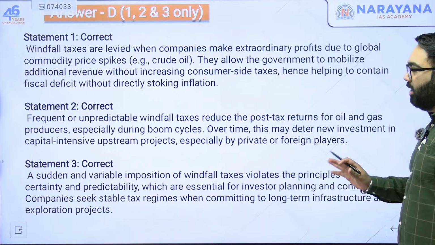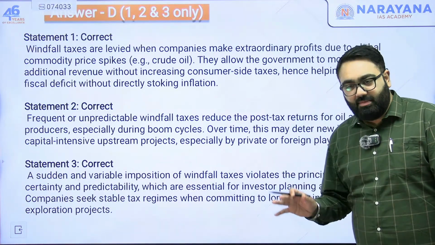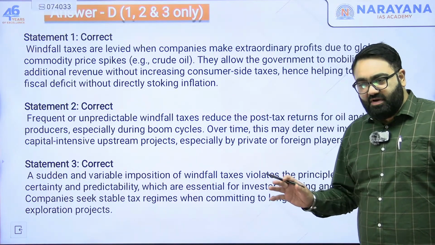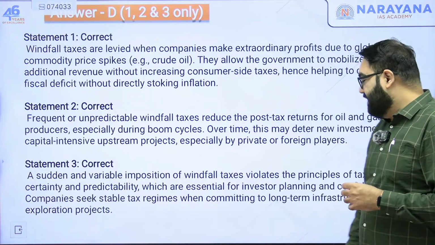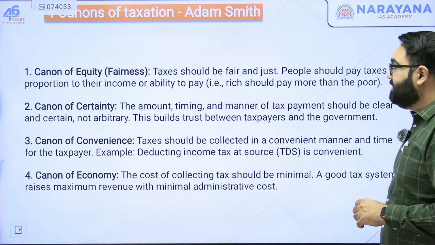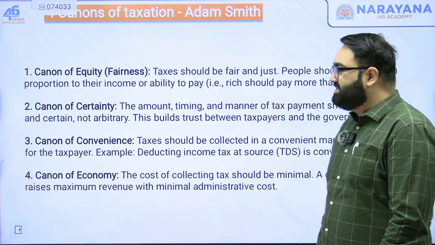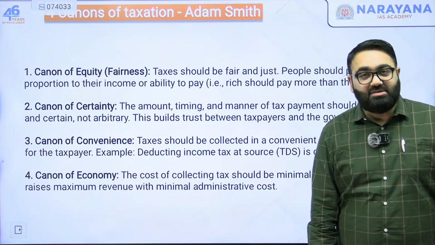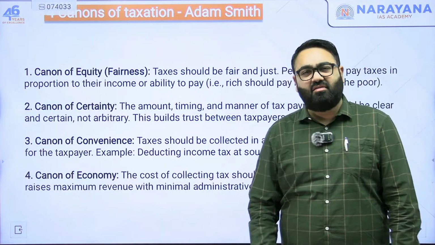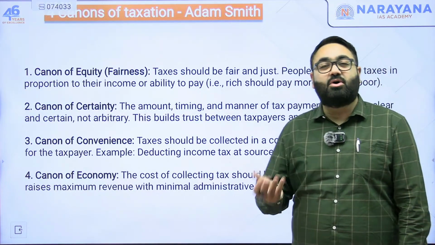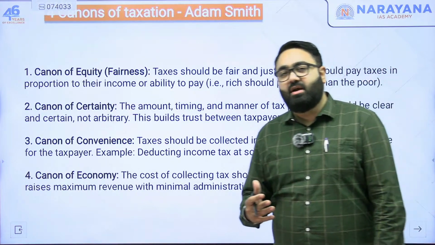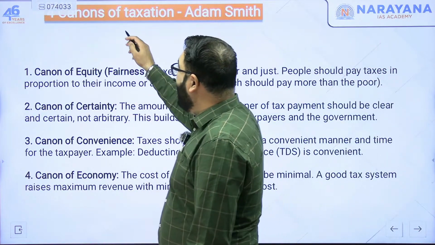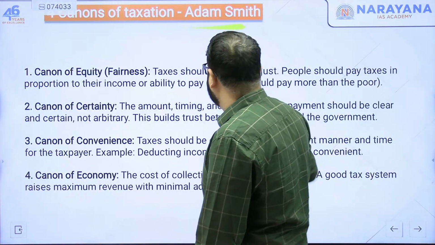Now, on top of that, I wanted to give you one extra bit of information here. Since we are talking about taxes and predictability of taxes, there is something again very important that you should know. That is something called the canons of taxation. Now, what is canon of taxation? The word canon basically means principles or rules. So, in economics, you might have read about this, that there are 4 canons of taxation given by Adam Smith.